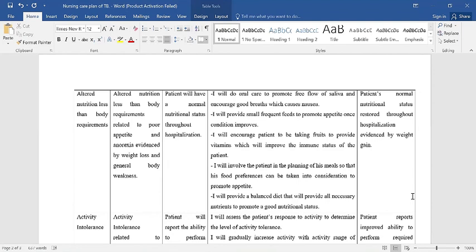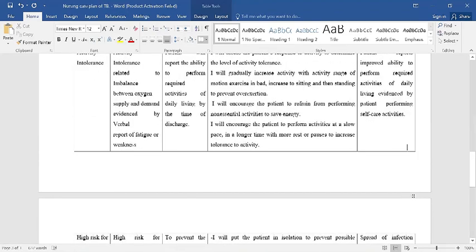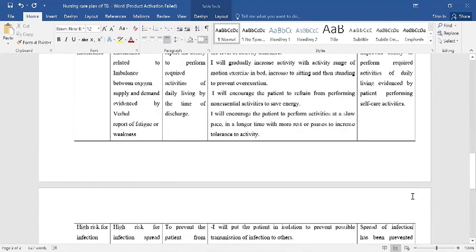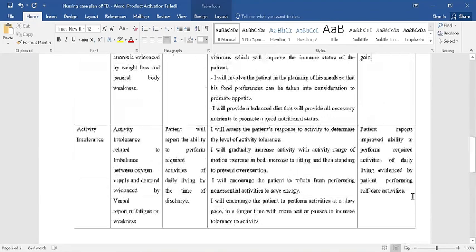The evaluation for our problem is the patient's nutritional status restored throughout hospitalization, evidenced by weight gain. So our patient here will start gaining weight because of the interventions that we have put up. If you have any questions so far, you can just comment in the comment section so that we can address them in the next video.